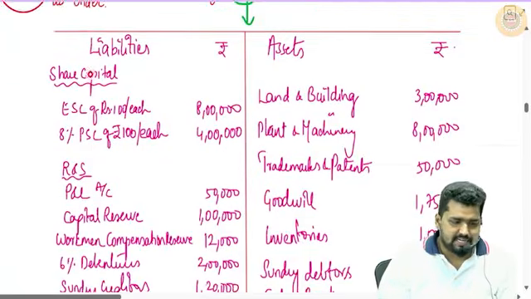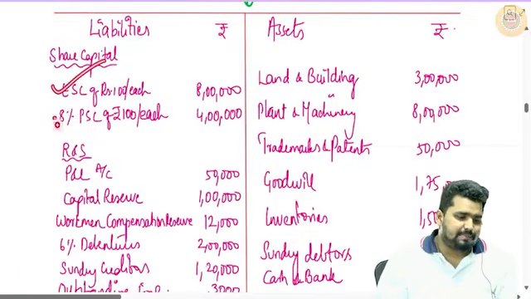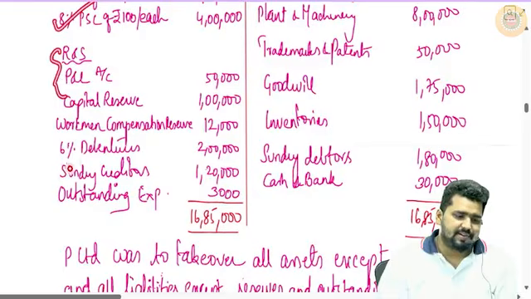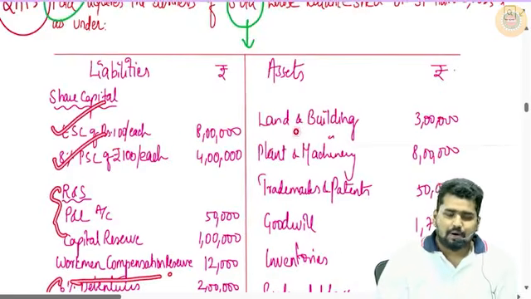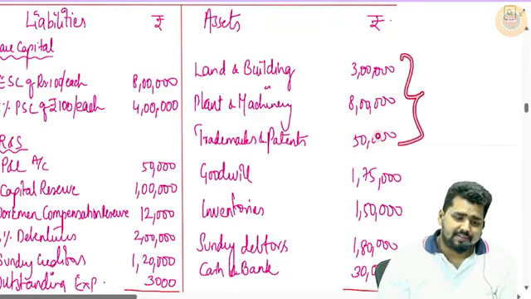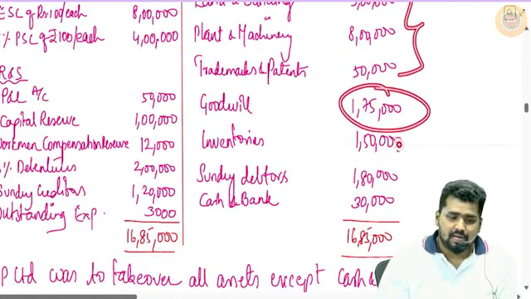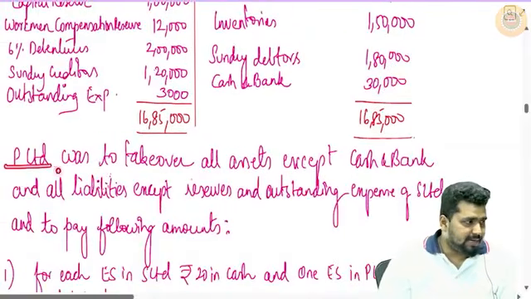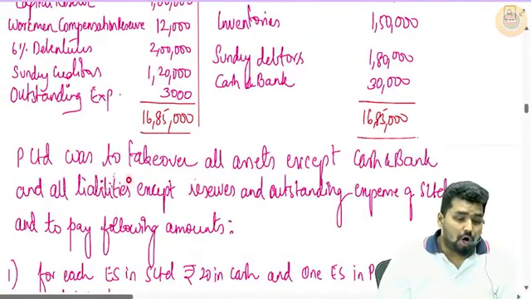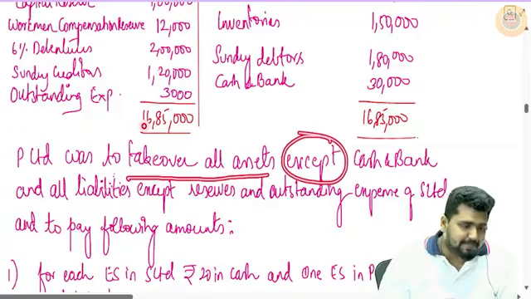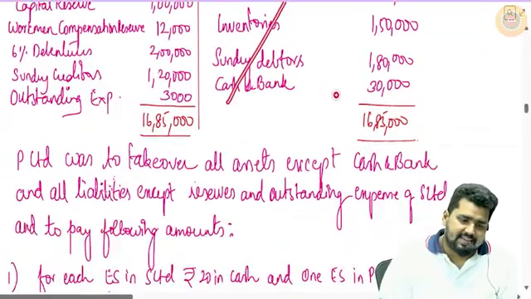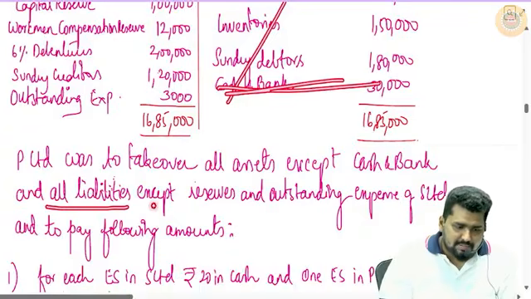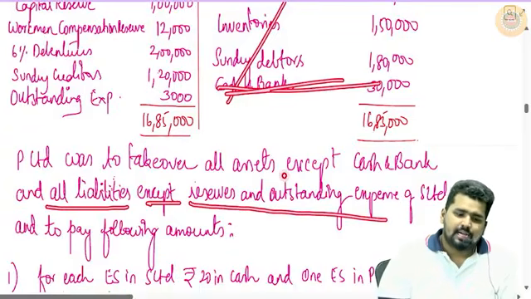What are the things they have given in S Limited's balance sheet? Equity share capital, preference share capital, reserves, workmen compensation reserve, liabilities, total, they have given everything on both sides. There is already an existing goodwill, inventories, debtors, and cash and bank. Listen, P Limited was to take over all the assets except, note the word except. Whether they are bringing all the assets or leaving cash and bank, all liabilities they are bringing except reserves and outstanding expense.